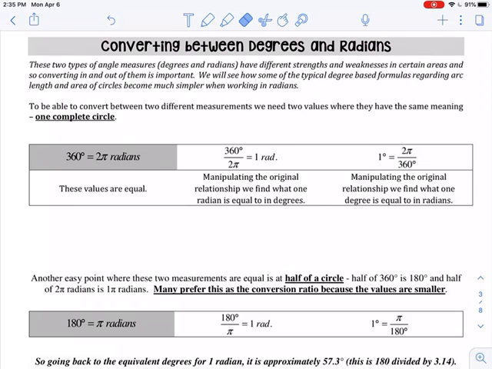Okay, here's the last little bit of day 15 notes for you. We're just going to work on converting between degrees and radians.